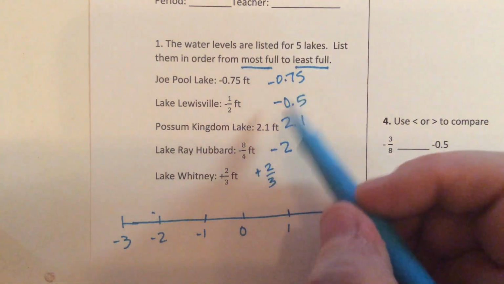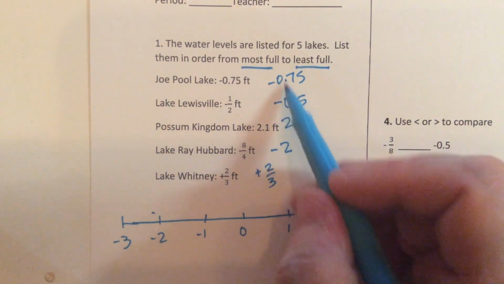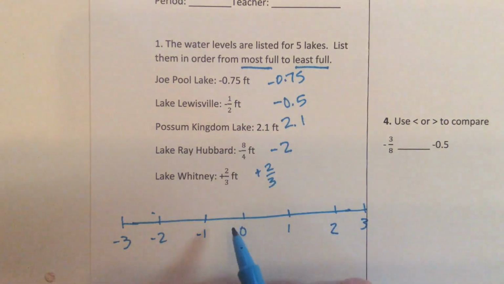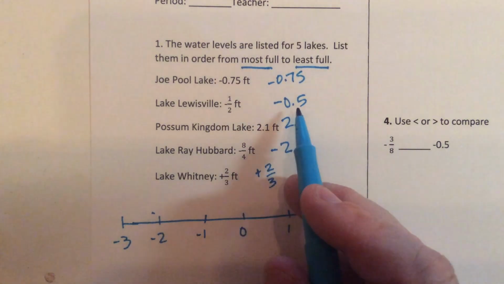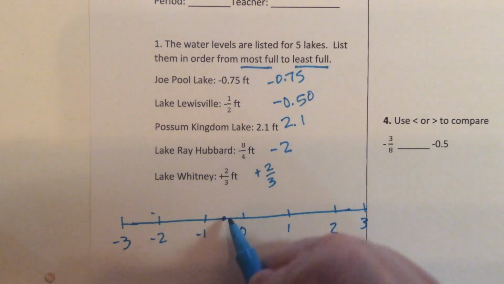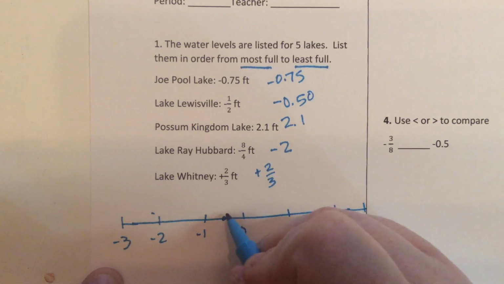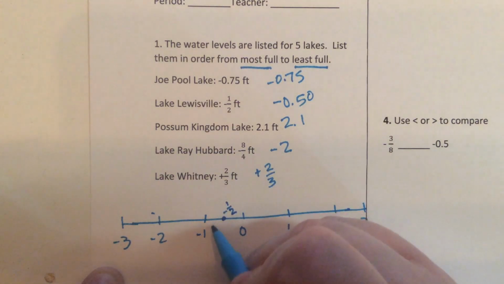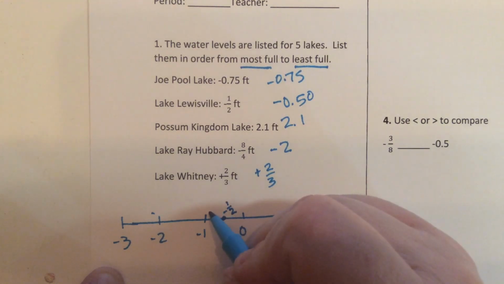Okay, they have both of these that are in the negatives between 0 and negative 1. So we need to be very careful about where we plot them. Okay, which one is closer to 0? 1/2 or 3/4? 1/2 would be. So my negative 0.5 would be right here. So this is actually listed as negative 1/2. Then Joe Pool Lake right here at negative 0.75.